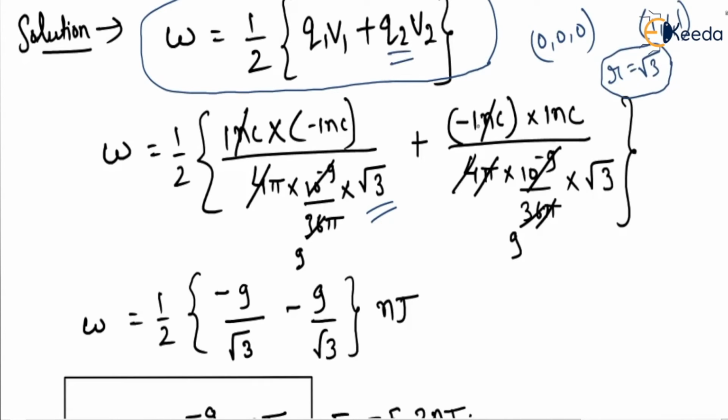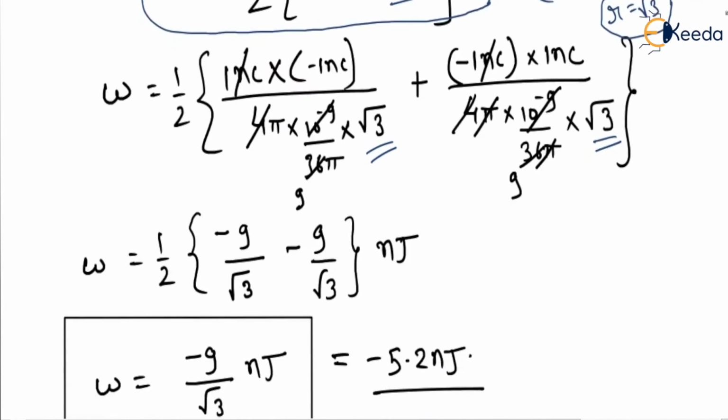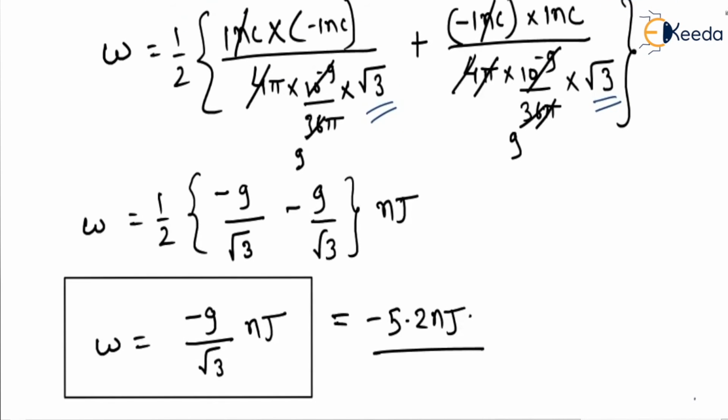Now Q2 is minus 1 nanocoulomb times V2, which is 1 nanocoulomb upon 4 pi epsilon R. R is root 3 again, right? So it is 1/2 and we will solve it. So this is minus 9 by root 3 when we solve, and this is also minus 9 by root 3. So the answer is minus 9 by root 3, or minus 5.2 nanojoule. So this is our required answer.